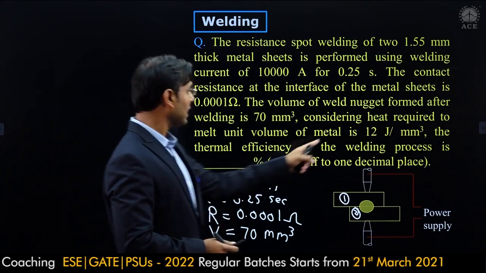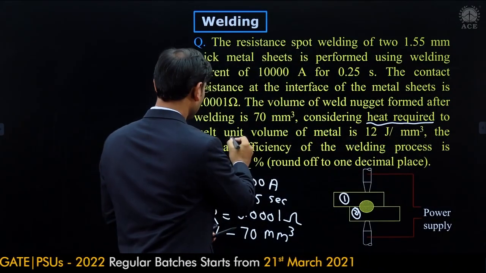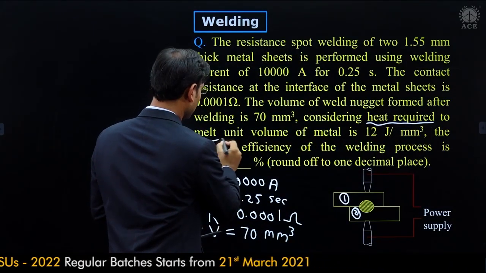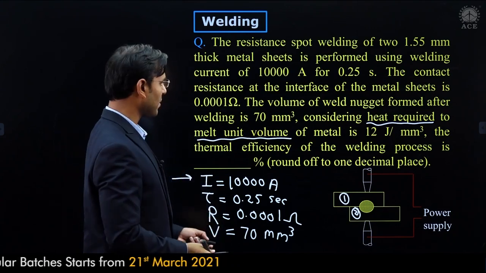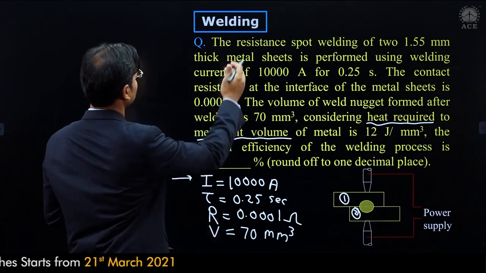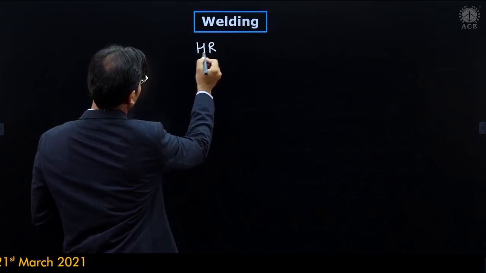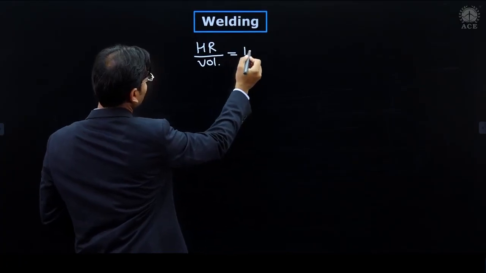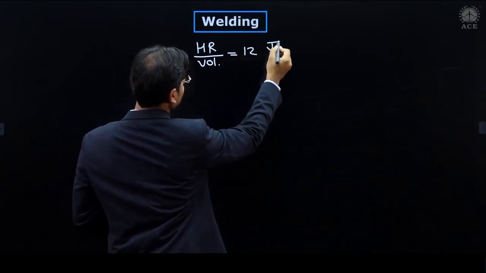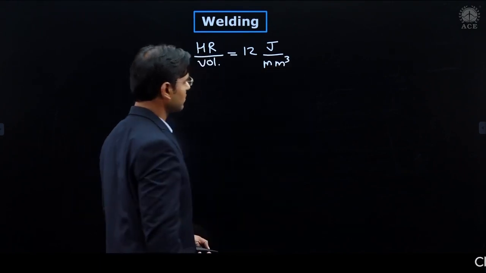This is very important. Considering heat required to melt unit volume of metal is 12 joule per millimeter cube. What is given? Heat required to melt per unit volume. Heat required per unit volume, I am writing, heat required per unit volume is equal to 12 joule per millimeter cube. That is given.